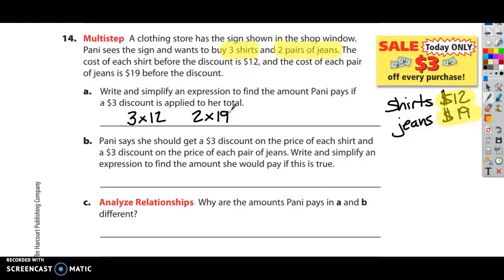Now, what do we need to do to find her total? Well, we need to add those up. So we're going to put a plus sign in the middle of that. And we could use parentheses here, but we don't need to, and here's why.